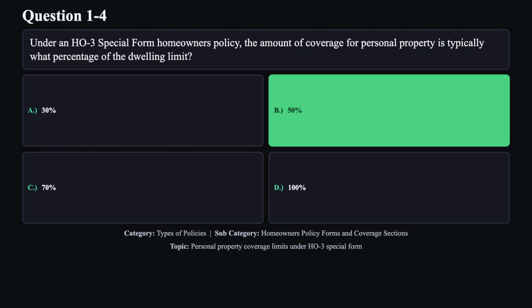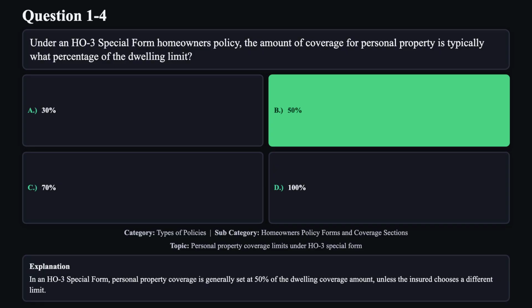The correct answer is B. In an HO3 special form, personal property coverage is generally set at 50% of the dwelling coverage amount, unless the insured chooses a different limit.